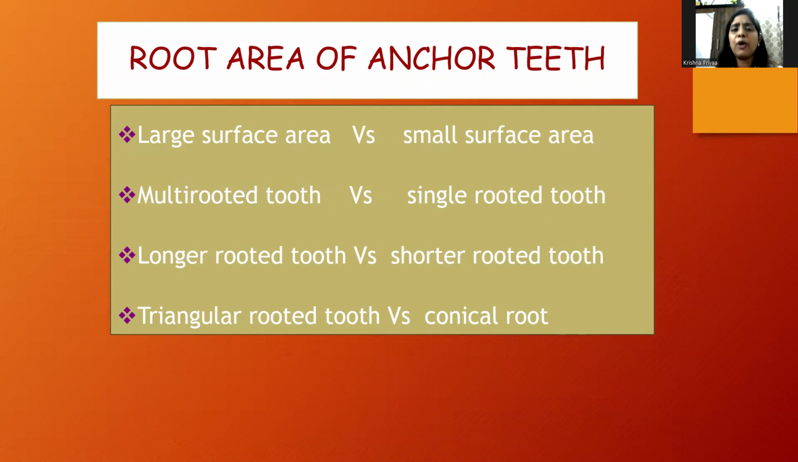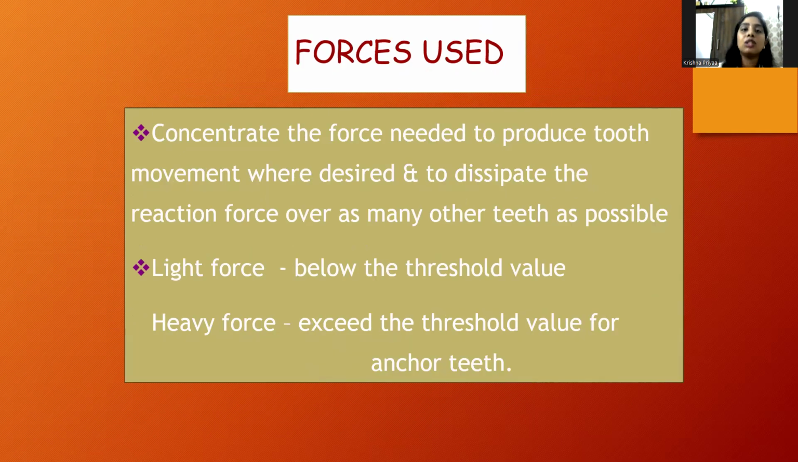And when you write about the root area of the anchor teeth, you will have to write in detail about larger surface area versus small surface area, multi-rooted teeth versus single-rooted teeth, which will provide more anchor, longer rooted teeth versus shorter rooted teeth, and triangular rooted versus conical root. So if you include a particular section on the root area of the anchor teeth, you would fetch more marks. And also concentrate on the forces used. The concentration needed to produce tooth movement where it is desired and how it will be dissipated and how many teeth it should be distributed upon. And what is the light force and what is the threshold value for it and what is the heavy force for your anchor teeth should be mentioned.